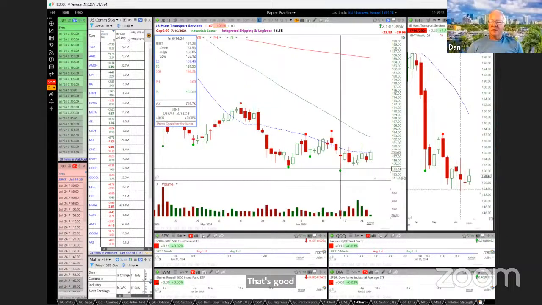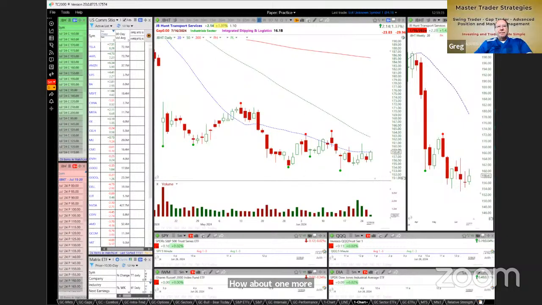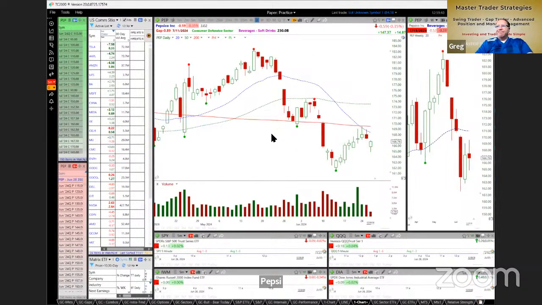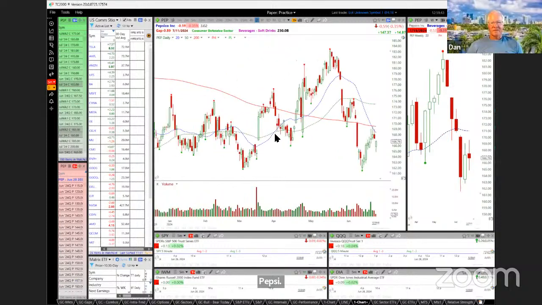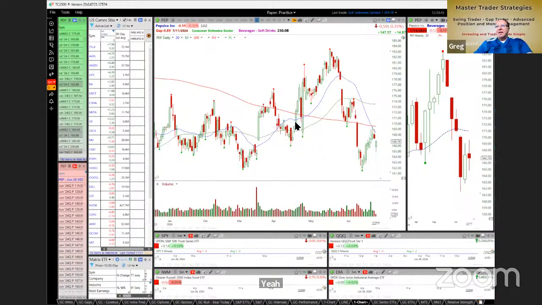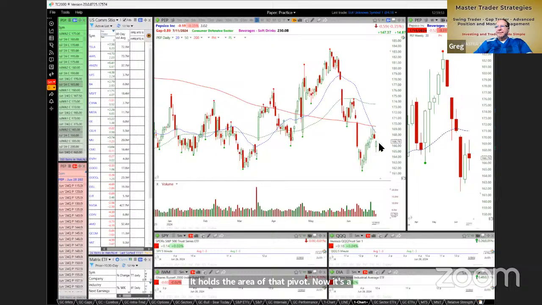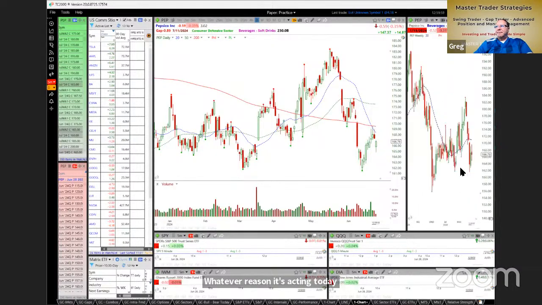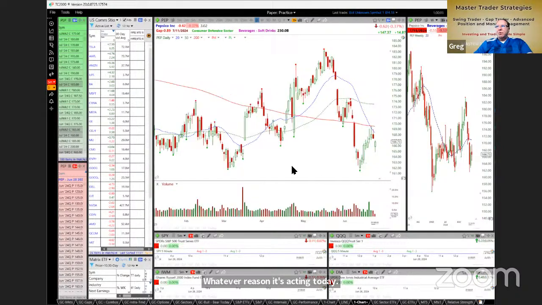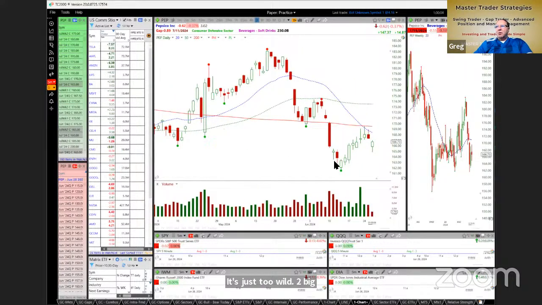How about one more for Julio, Pepsi? Nah. It's downtrend. Look at how wide the action is. Up, and then it fails like that. It holds the area of that pivot. Now it's a sell setup. For whatever reason, it's acting today. It's just too wild. Two big moves. Look at the size of the bars and the moves. I just don't want any part of it. It's too crazy.